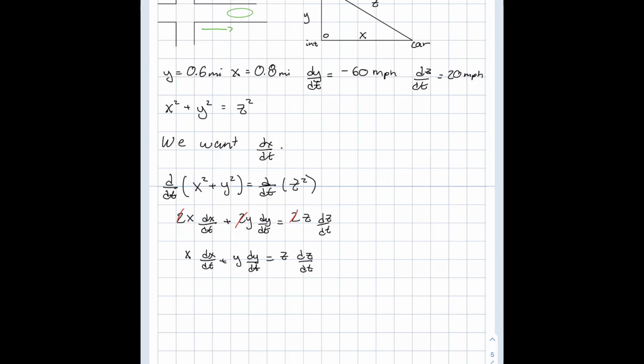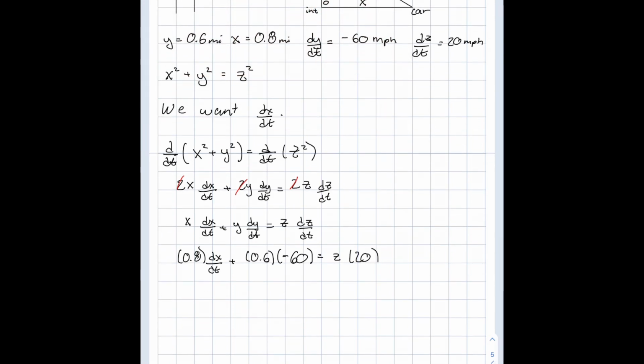So let's plug in what I know. I know x and y, so x equals 0.8. I don't know what dx/dt is, I'm trying to figure that out, so I'm just going to leave that as dx/dt, plus y is 0.6 at this instant. And then dy/dt is negative 60. I was never given z, but I think we can find it, so let's hold z right there. And dz/dt we were told is 20 miles per hour.